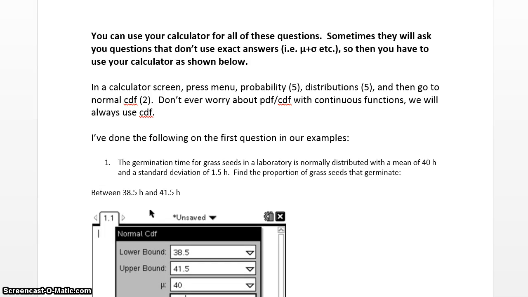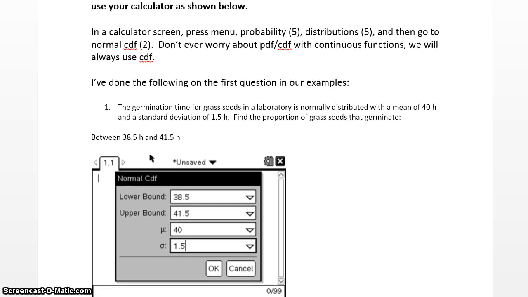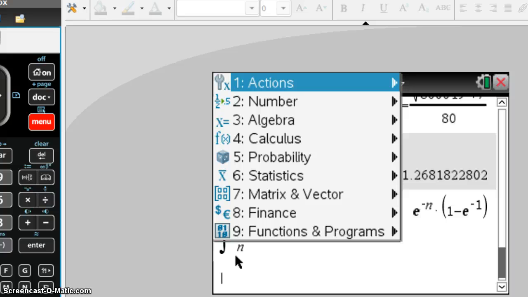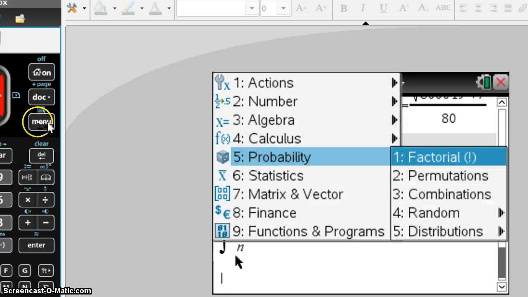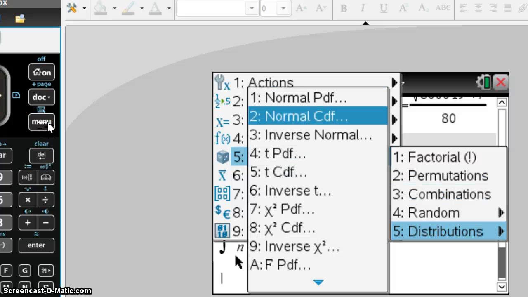Sometimes they'll ask you questions that don't use exact answers, so they won't be exactly 1 standard deviation either side of the mean. It might be a couple, or it might be 1.3 standard deviations either side of the mean. But the way that we do this on a calculator is we need to use the probability distribution. So if you go to a calculator page and then you push menu, it'll come up with a whole bunch of things. We go into probability, we go down to distributions, and we find normal CDF.